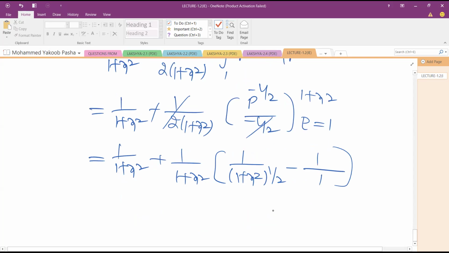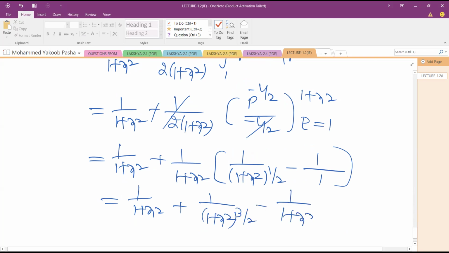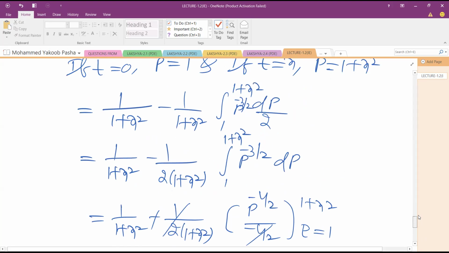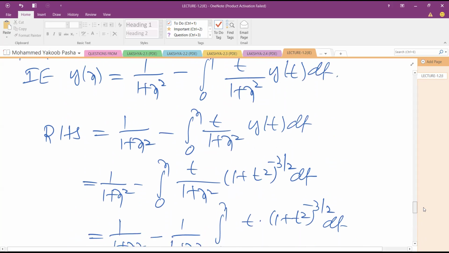So this is equal to 1 by 1 plus x square, first term. Here 1 by 1 plus x square whole to the power of 3 by 2, here minus 1 by 1 plus x square. Okay, this term and this term will be cancelled. So it becomes 1 plus x square whole to the power of minus 3 by 2. It is nothing but y of x. This is nothing but y of x. That means it is the LHS. We are taking the RHS and we are getting the LHS.